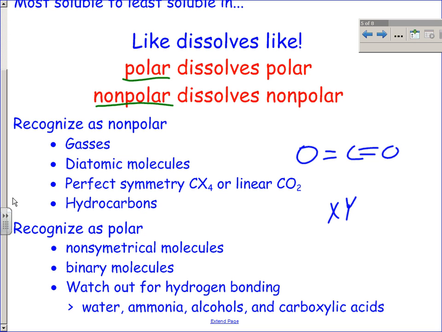So look at our simple two atom binary molecules. Those are typically going to be polar things. Watch out for acids, strong and weak, and so forth. And watch out for hydrogen bonding.